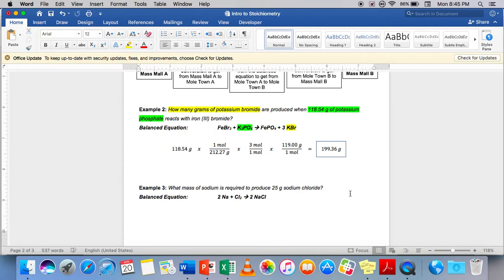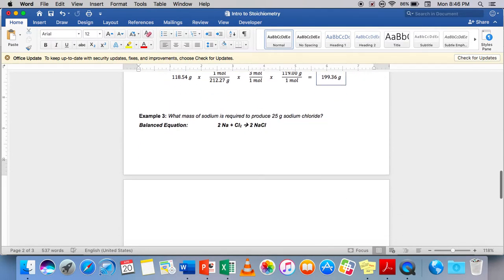Again, we can see there's a maximum of 3 steps, 3 different conversions that need to be included. If you do more than 3, you know you did something wrong. Also, remember to highlight. Highlight green what you're starting with, yellow what you are ending with. It'll make your life so much easier if you highlight it.